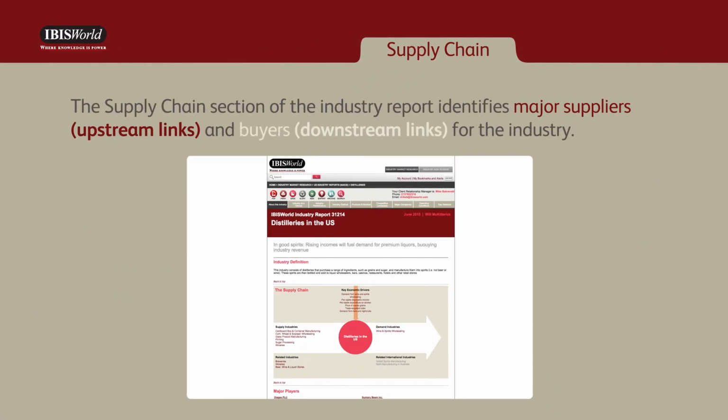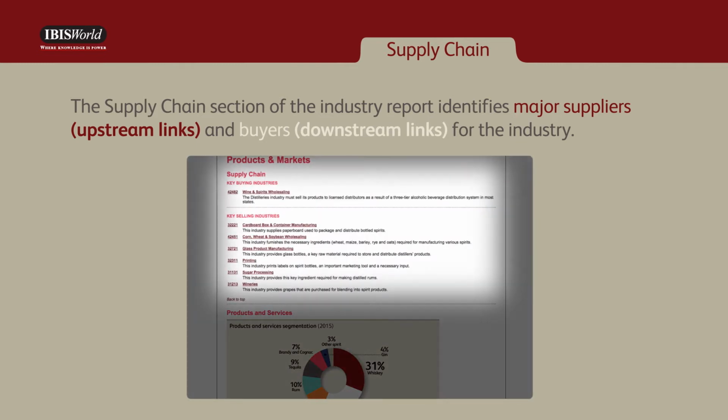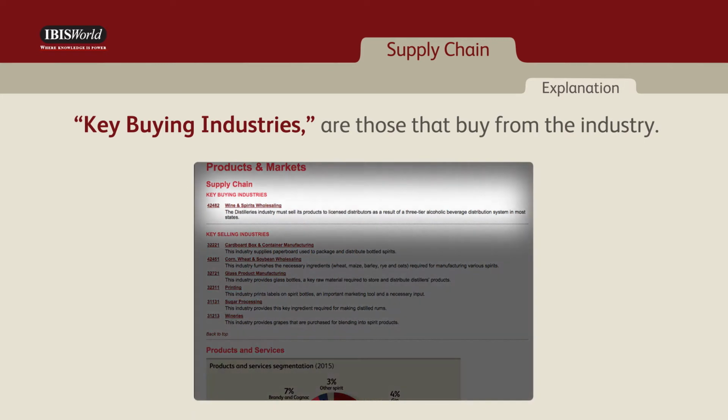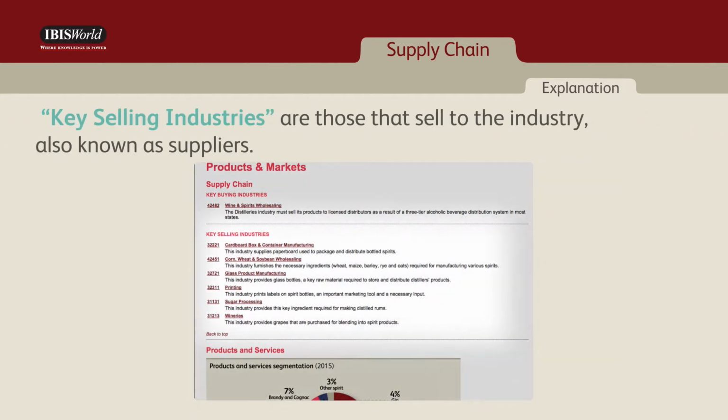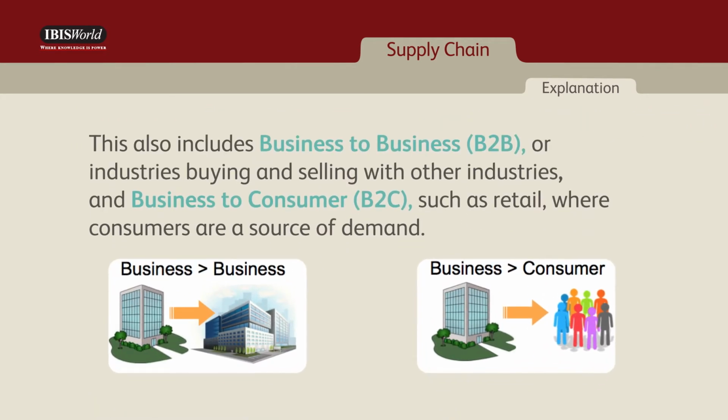The supply chain section of the industry report identifies major suppliers, upstream links, and buyers, downstream links, for the industry. Our analysts choose 5 to 10 buying and selling links. Key buying industries are those that buy from the industry, while key selling industries are those that sell to the industry, also known as suppliers. This also includes business-to-business, B2B, or industries buying and selling with other industries, and business-to-consumer, B2C, such as retail, where consumers are a source of demand.